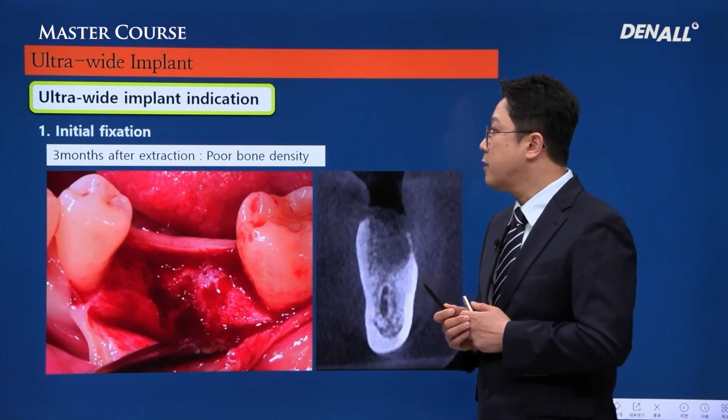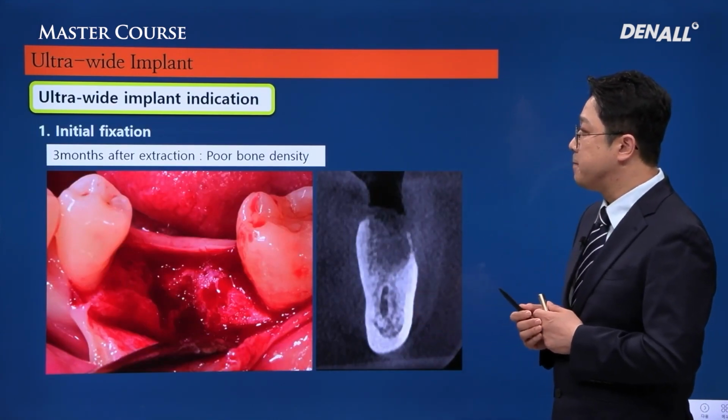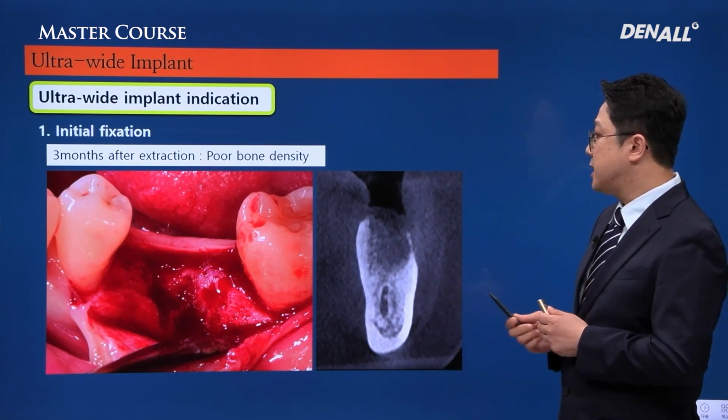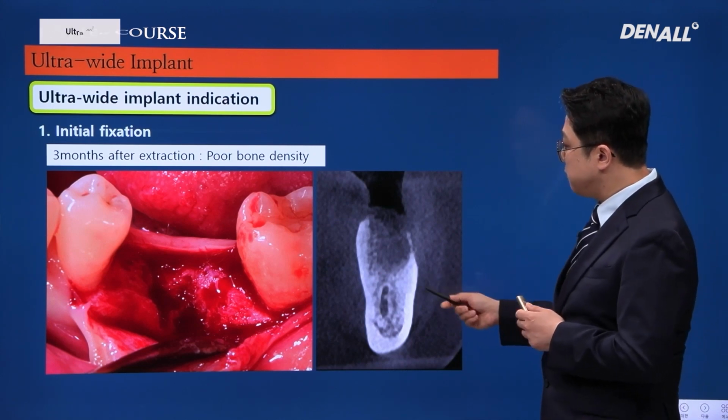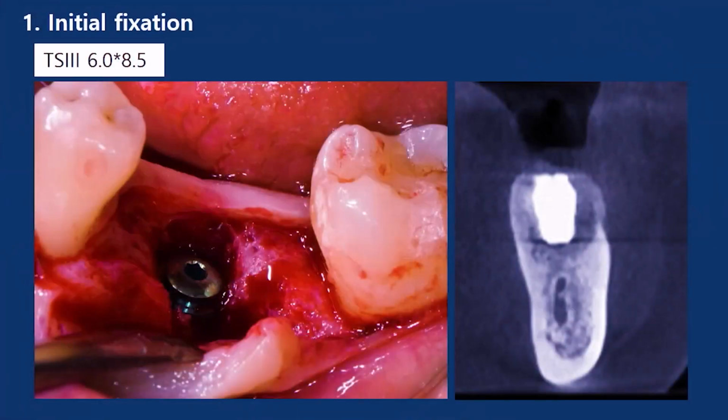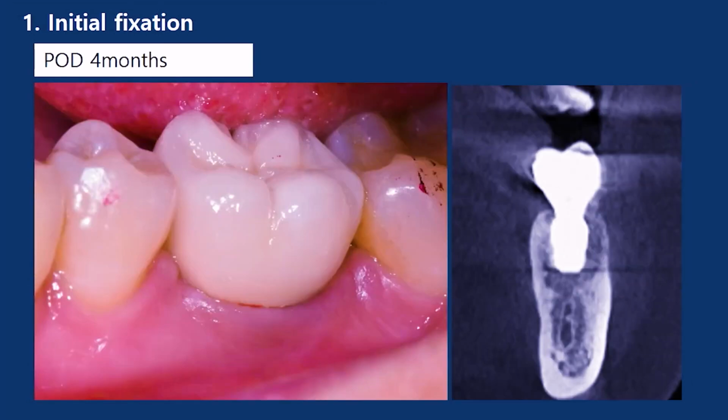Looking at some indications for ultra-wide implants, the first is when primary stability is not really good. It's been about 3 months since the person went through extraction. If you look at the CT, bone quality is not very good. I placed a 5.0 implant, but it did not become stable. I removed the 5.0 millimeter implant and used a 6 by 8 millimeter implant so that it can be fixated using my hands. The stability was not good, so 2-stage surgery was done. After 4 months, you can see that healing occurred nicely, and this was how the case was closed.